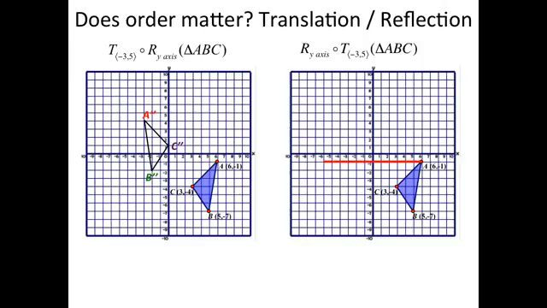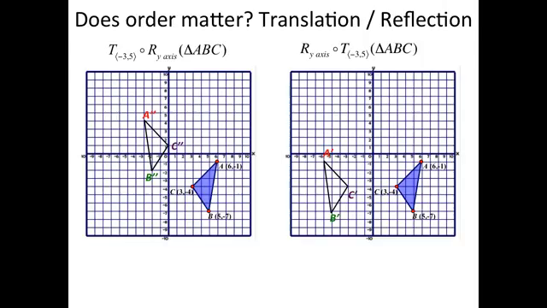So 6 to the left, 6 more, mark that point. 5 to the left, 5 more, mark that point. 3 to the left, 3 more, mark that point. Put in that triangle, get rid of my intermediate steps, and you can see there is my first transformed triangle.